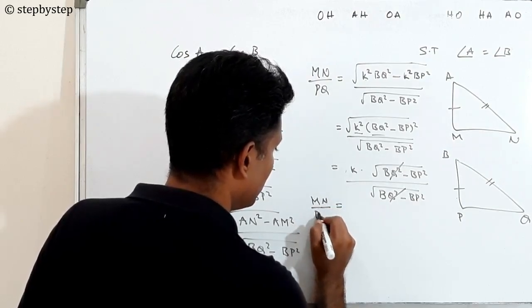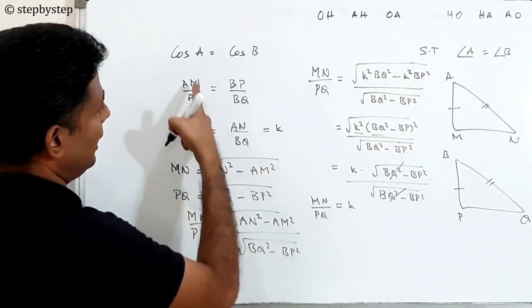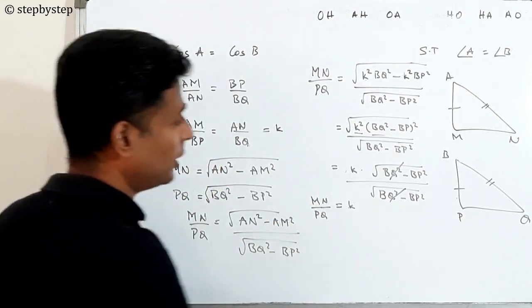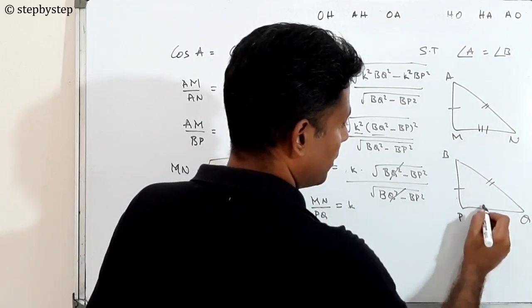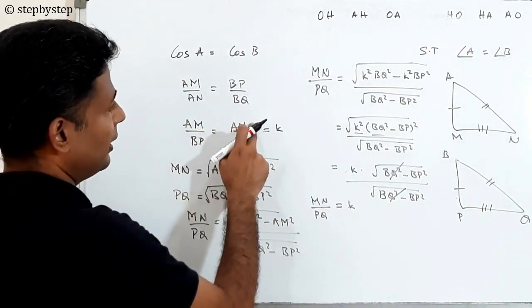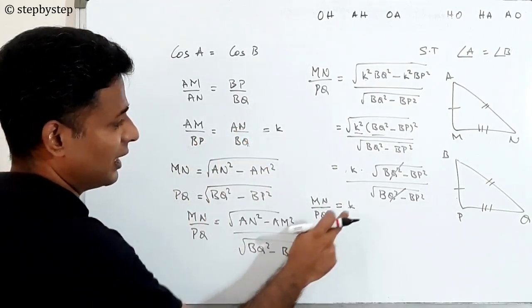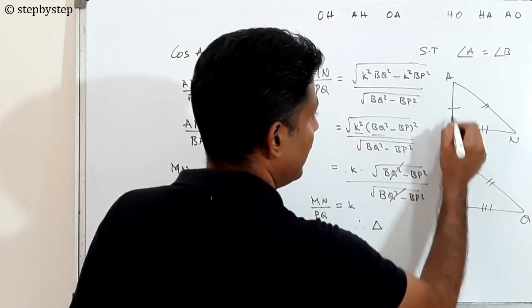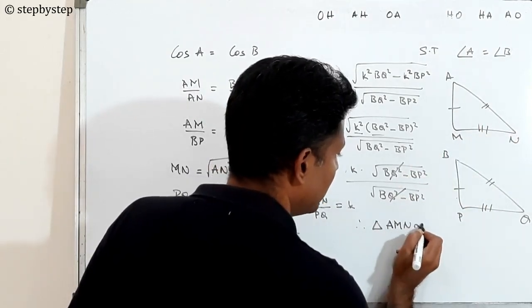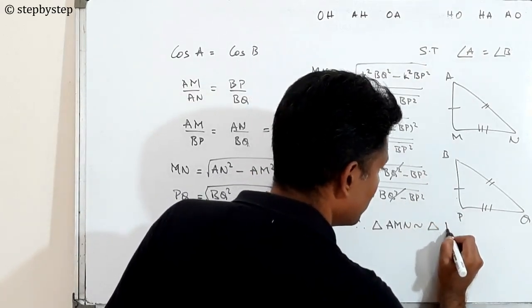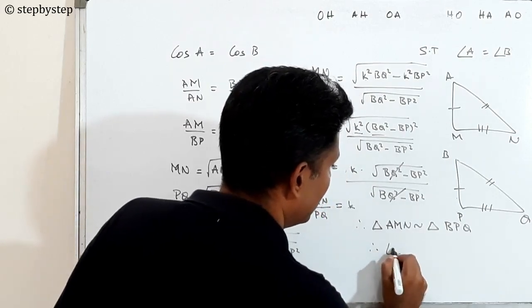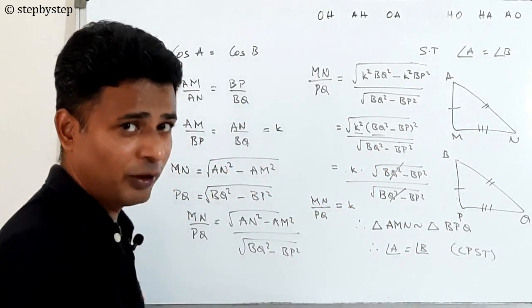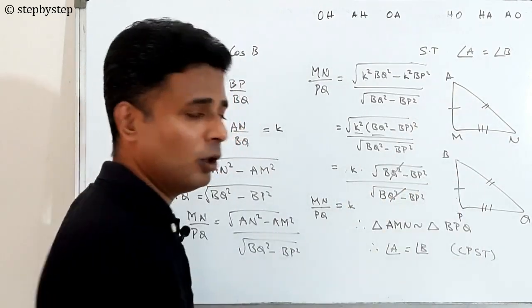So what do I get? MN by PQ equal to K, which means AM by BP is also equal to K, AN by BQ is also equal to K, and MN by PQ is also equal to K, which means MN by PQ is equal to AM by BP equal to AN by BQ. So all these three things are equal to K, which means the ratio of corresponding sides are equal. Therefore, triangle AMN is similar to triangle BPQ. Therefore, angle A equal to angle B. What is the reason? CPCT, corresponding parts of similar triangles. So angle A will be equal to angle B.